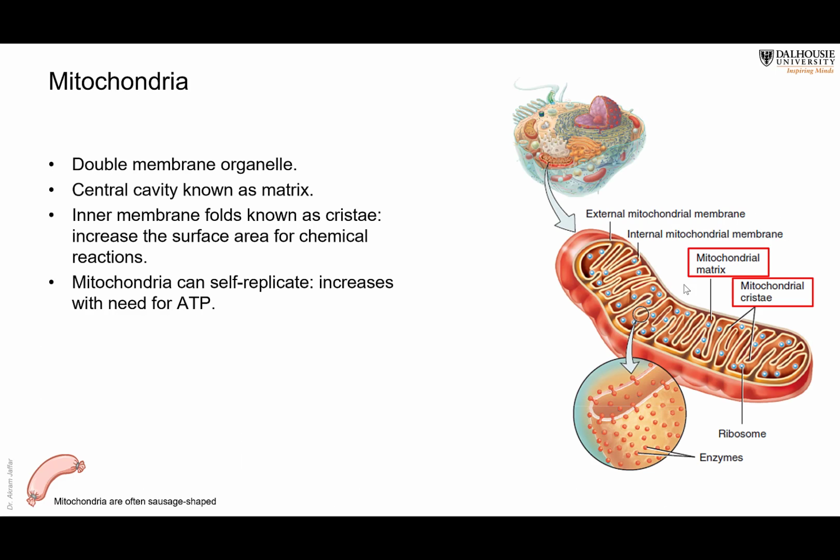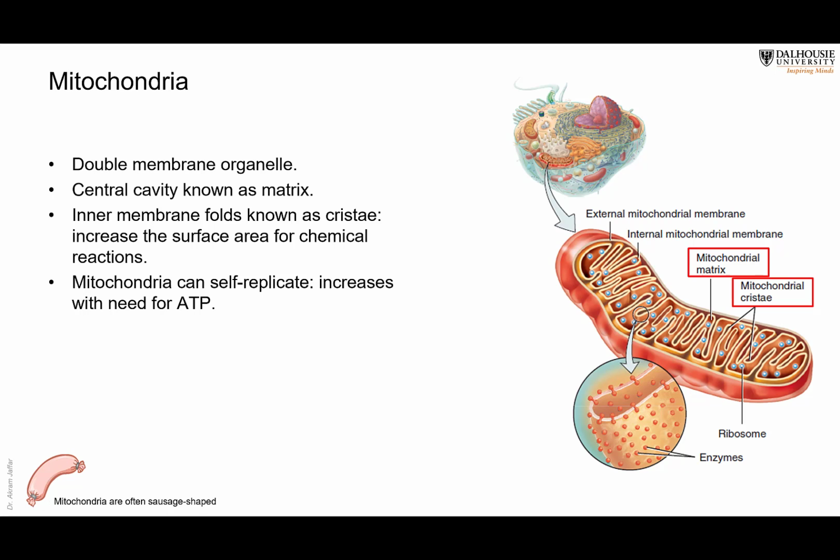The other organelle is the mitochondria. So the mitochondria has a double membrane. This is one of the organelles that has a double membrane, the mitochondria and the nucleus. It is sausage-shaped, as you can see here, and it has a central cavity, which is called the matrix, and the inner membrane has multiple folds. You see here, these are multiple folds of the inner membrane, the yellowish one here. So that's the inner membrane, and the matrix inside it.